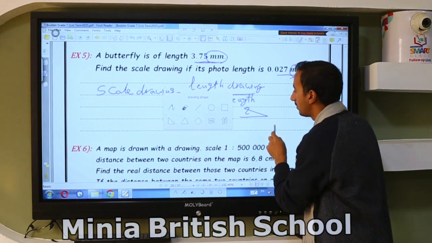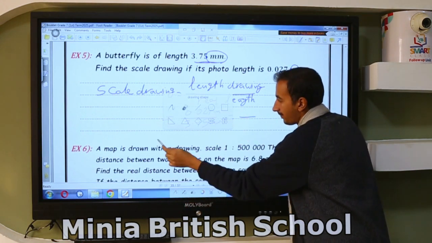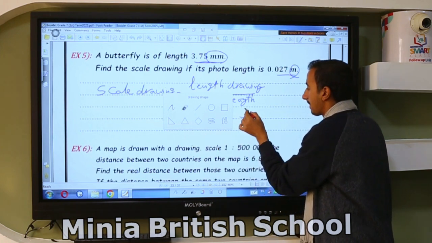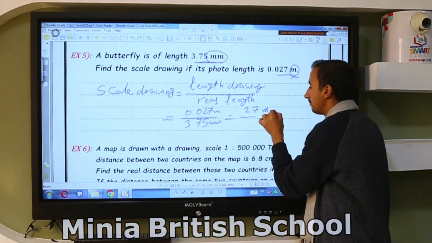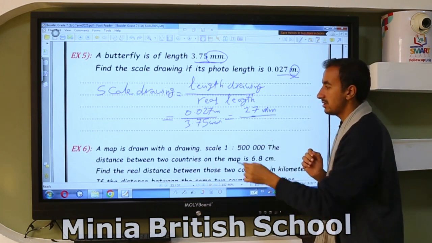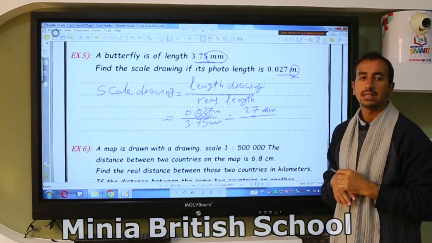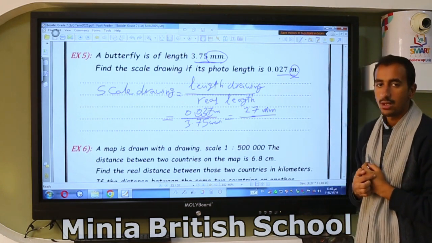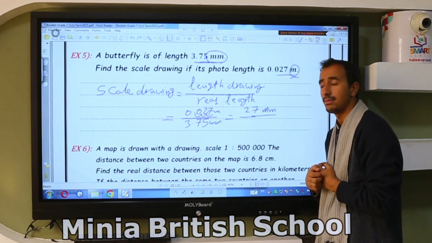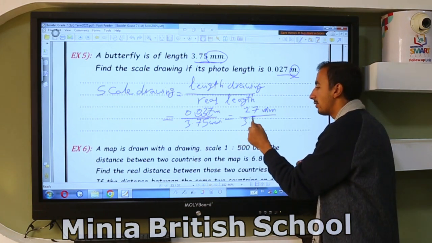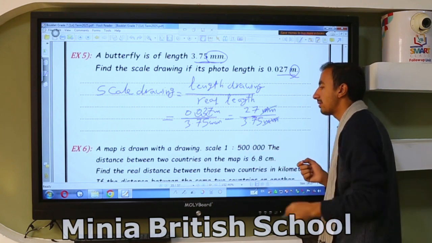So I have here 27 meter. Sorry, 27 millimeter, by multiplying by 1000, making the point move 3 decimal places to the right, times 1000, from meter to millimeter. So I have 27 millimeter over 3.75 millimeter, cancel millimeter by millimeter.